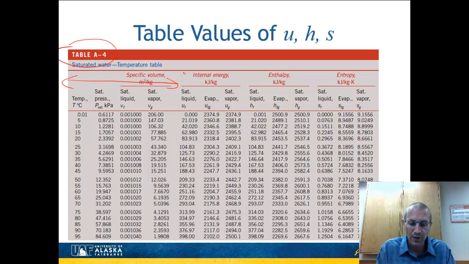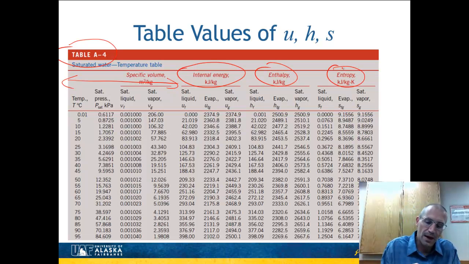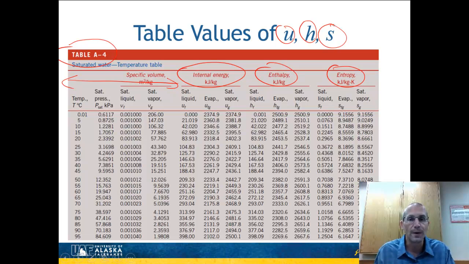on the left-hand side. If you look, there's values for internal energy, enthalpy, and entropy. U is the symbol for internal energy, H is the symbol for enthalpy, and S is the symbol for entropy. Now, internal energy is a measure of how much kinetic energy is inside the molecule. Enthalpy and entropy we'll look at a little bit later in this course, so don't worry about it too much right now.